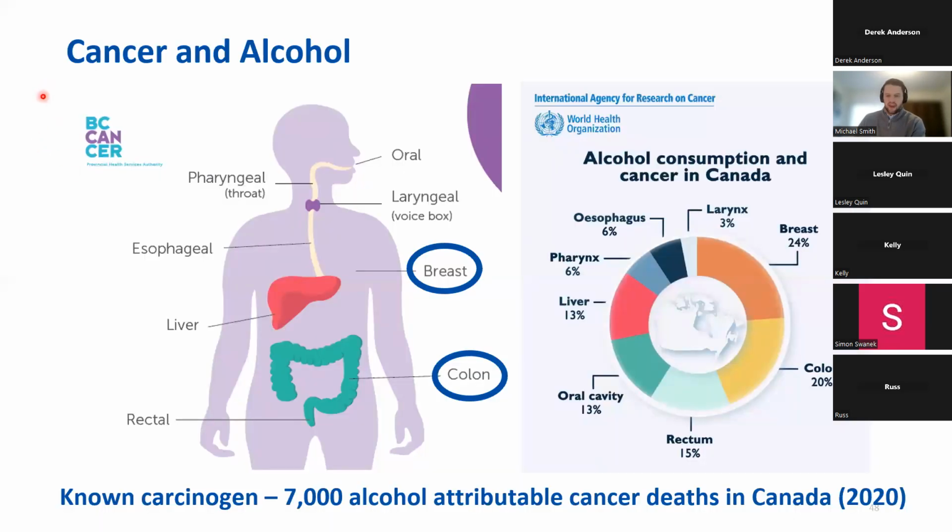In talking about cancer, it's important to recognize that cancer is the leading cause of death in Canada. Alcohol is a known carcinogen identified by the WHO. In 2020, they found that there were about 7,000 alcohol-attributable cancer deaths in Canada. In establishing it as a known carcinogen, they have been able to identify at least seven types of cancer related to increased alcohol consumption, like liver, esophageal, oral, and rectal cancer, but primarily breast and colon cancer, which, as you can see on that graph, make up the majority of cancer-related deaths.